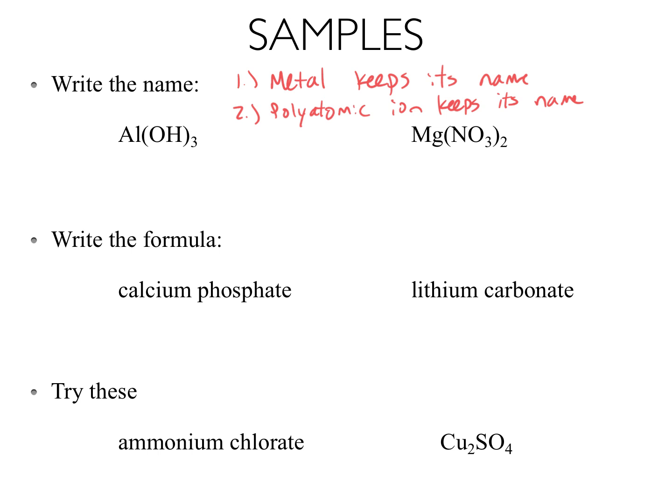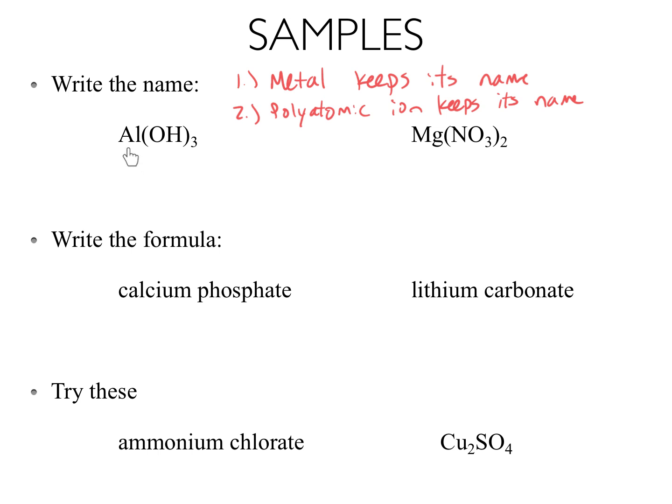So it's pretty easy. The metal keeps its name, the polyatomic ion keeps its name, and you may include a Roman numeral if there is a transition metal involved, like this one down here, the Cu2SO4. Cu is a transition metal, so I know I'm going to need a Roman numeral when I name it. So let's take a look at this first one.